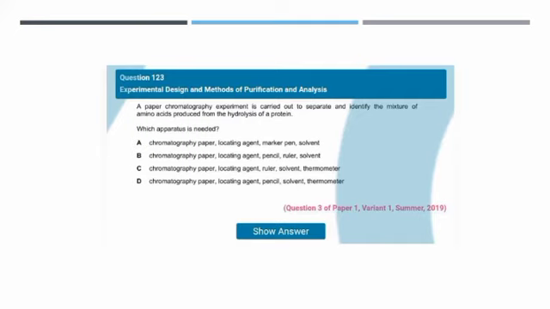We just discussed there's an amino acid here. Amino acids are not visible. We need a locating agent. It's here. We need a chromatography paper, obviously, because we need to perform paper chromatography.